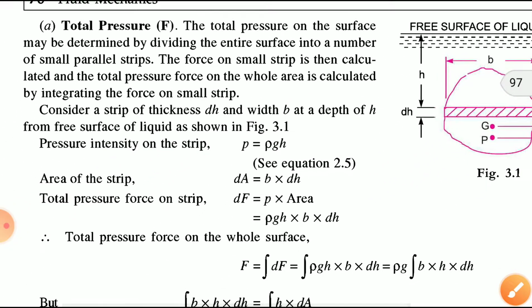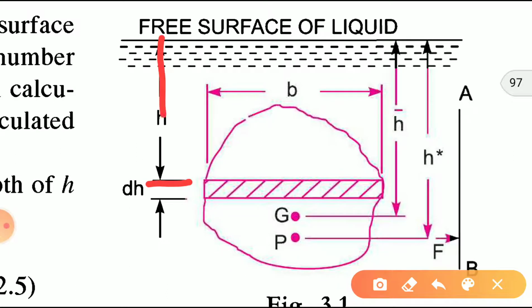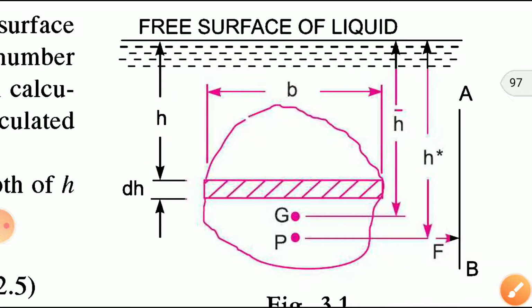Now if we find the force acting on this elemental strip, then according to the hydrostatic law the pressure intensity acting on this strip is P equals rho g h, where h is the distance of this strip from the free surface of the liquid, because according to the hydrostatic law the pressure intensity is equal to rho multiplied by g multiplied by z, the distance from the free surface of the liquid. Here z's value is small h, hence P equals rho g h.